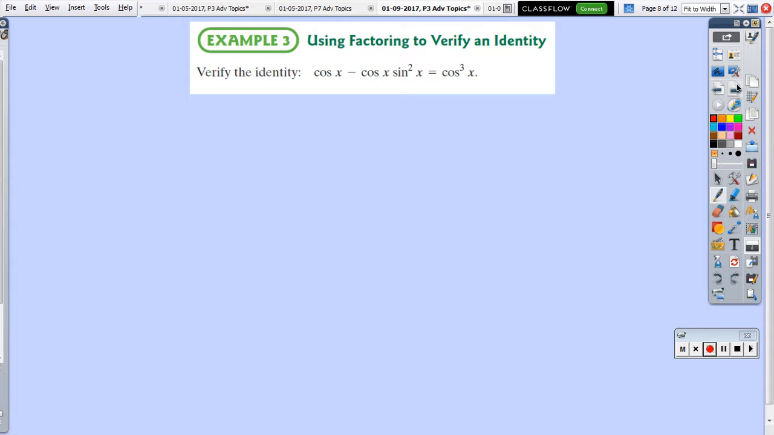Okay. Example 3, using factoring to verify an identity. So the example is already pointing you in the correct direction. It's telling you what you should be doing. You should probably be factoring. But let's say you didn't know this. Let's say it just says verify the identity, and it says cosine of x minus cosine x sine squared x equals cosine cubed x.